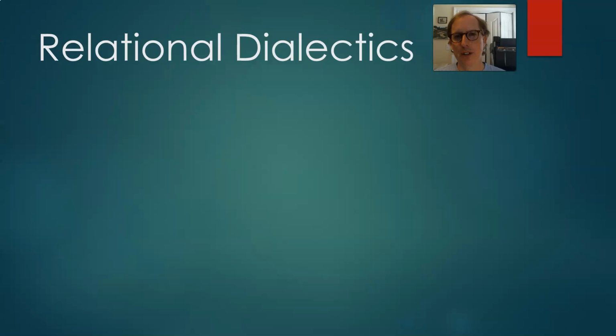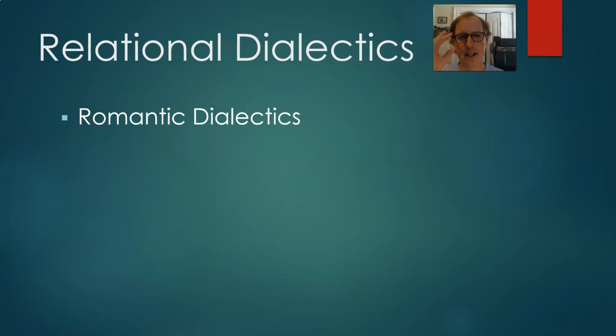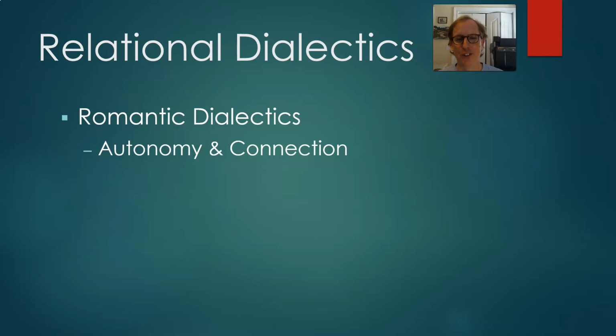The first set of relational dialectics has to do with romantic relationships. This is Leslie Baxter, who has a phenomenal theory here about dynamics of relationships. She has identified the dialectics of romantic relationships. The first one she identifies is autonomy and connection. Remember we had the blue and the orange flag. So autonomy would be, say, the blue flag, and connection, that orange flag.